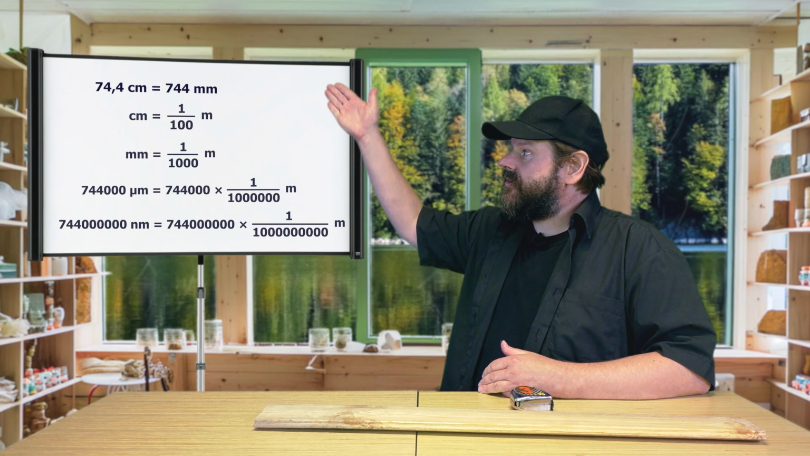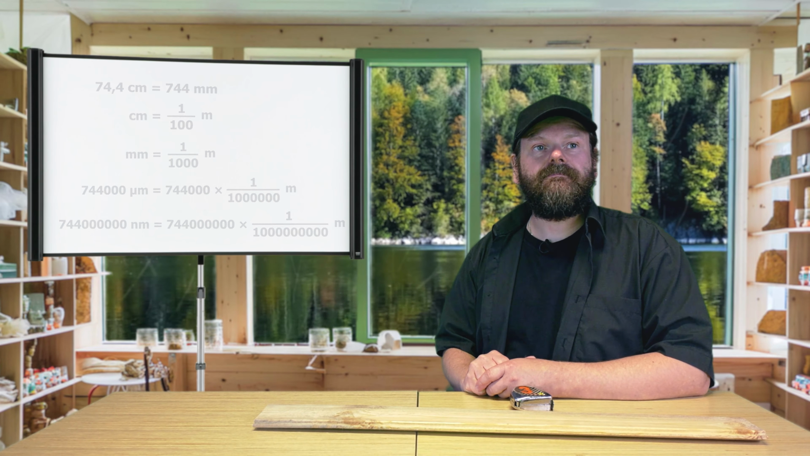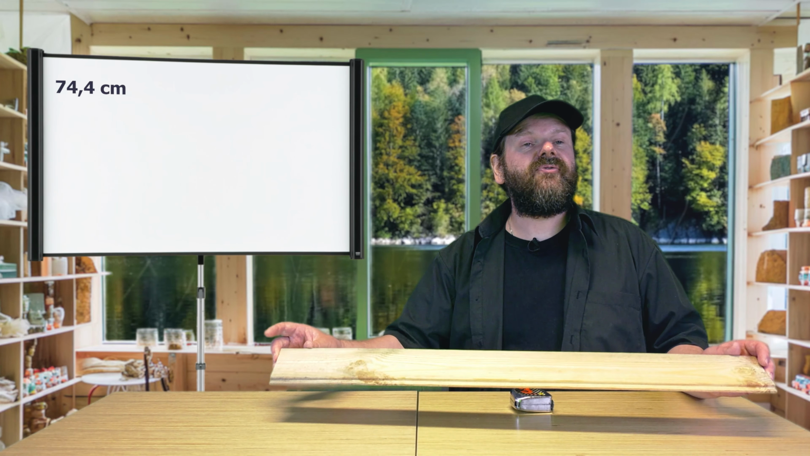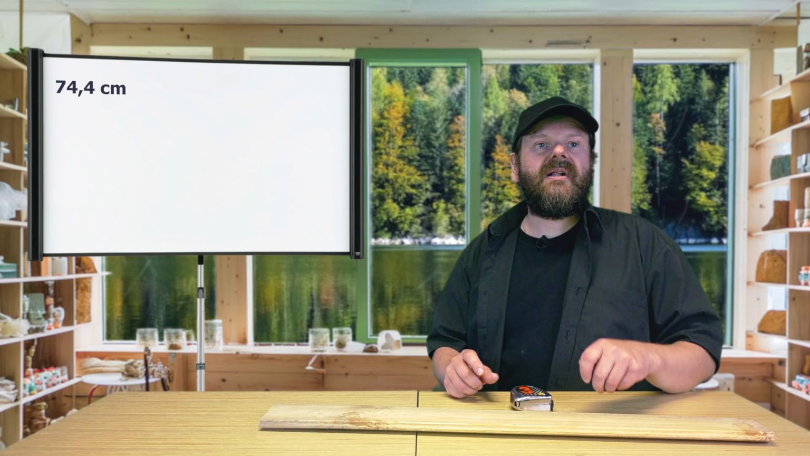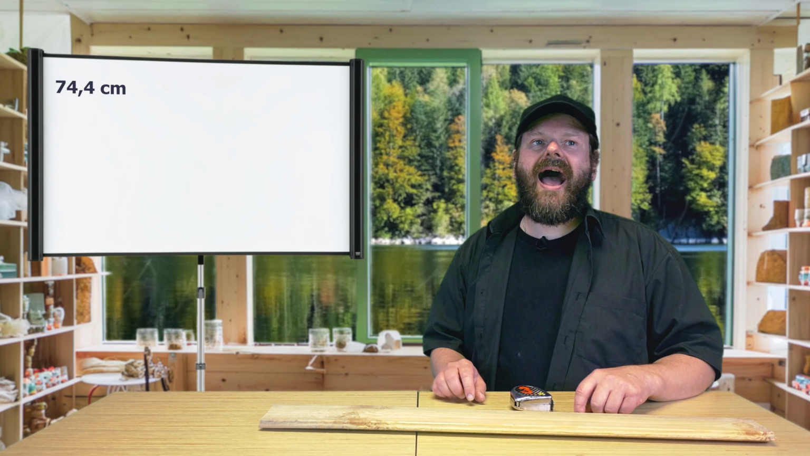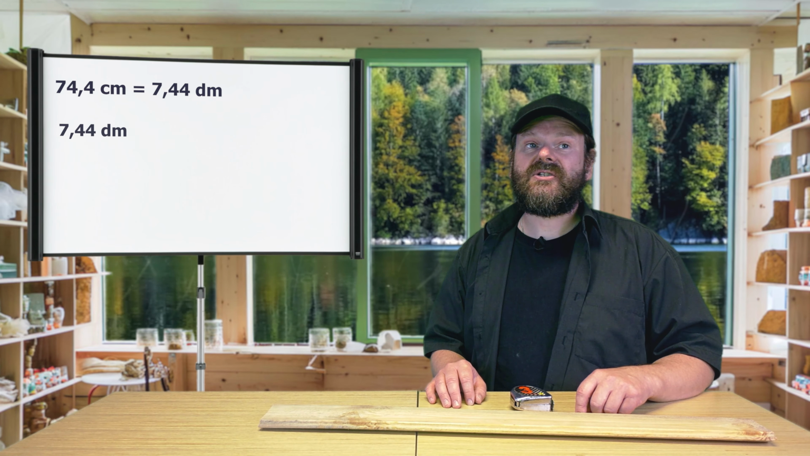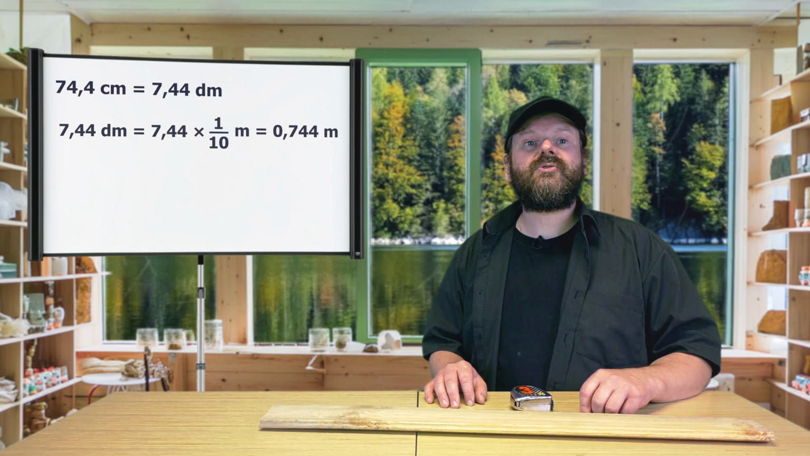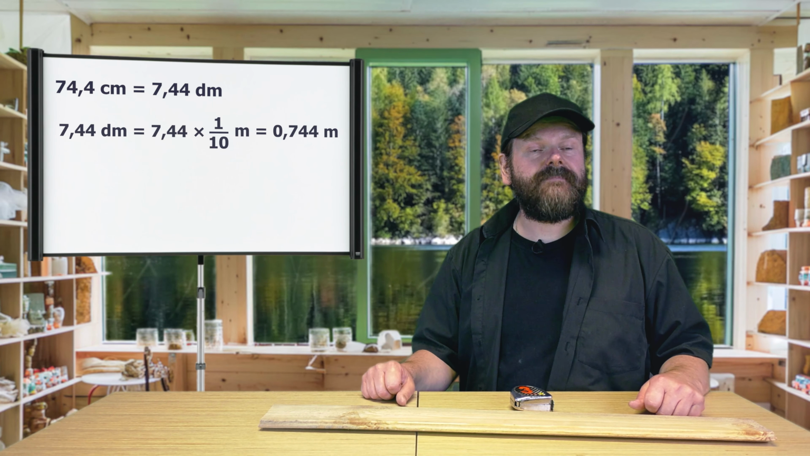So these numbers here are all equal. They mean the same thing. Next we will move the decimal separator in the other direction, to the larger prefixes, and I will use the same example, this 74.4 centimeters long piece of board. I will move the decimal separator by 1 step, and I will have 7.44 decimeters. So this deci here is 1/10. As deciliter is 1/10 of liter, 1 decimeter is 1/10 of meter.